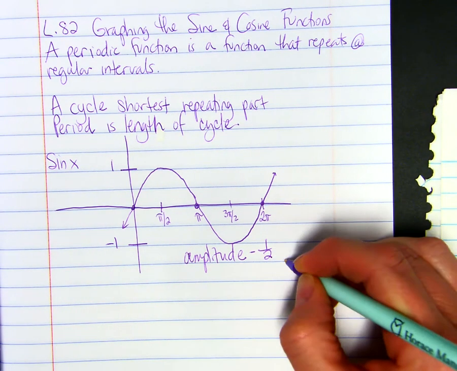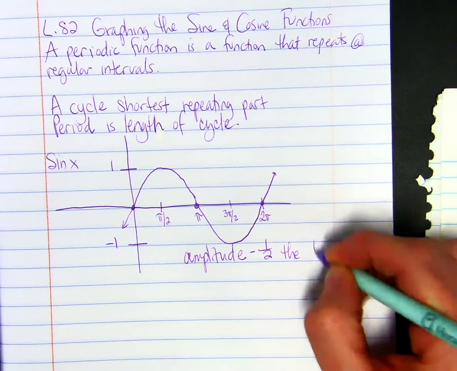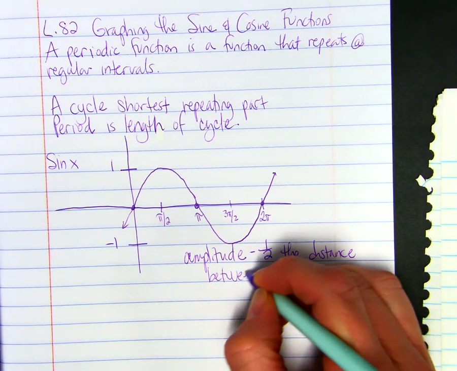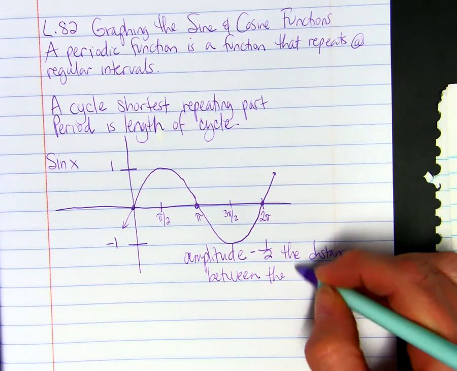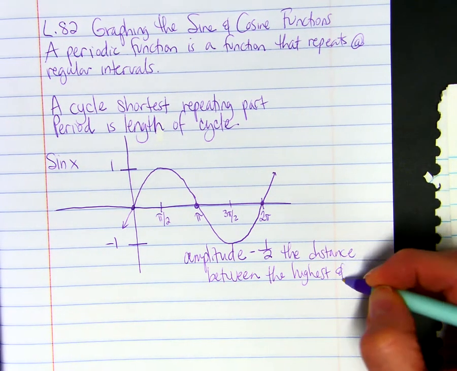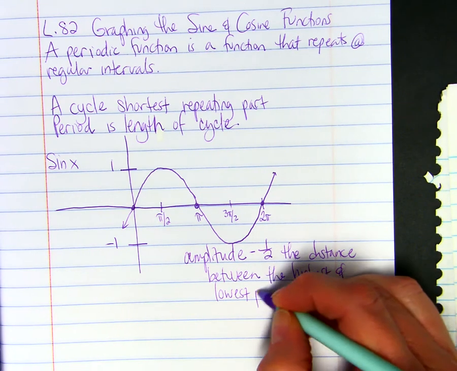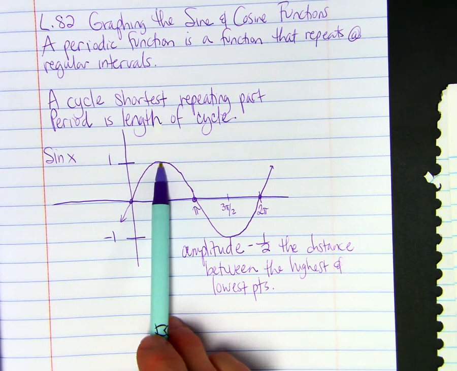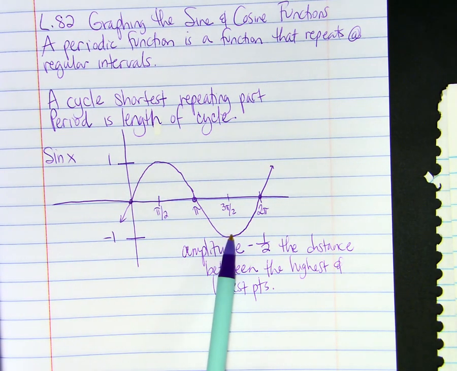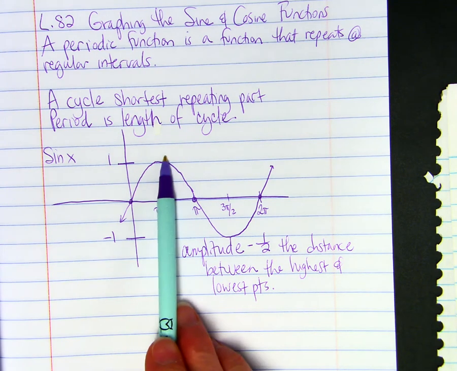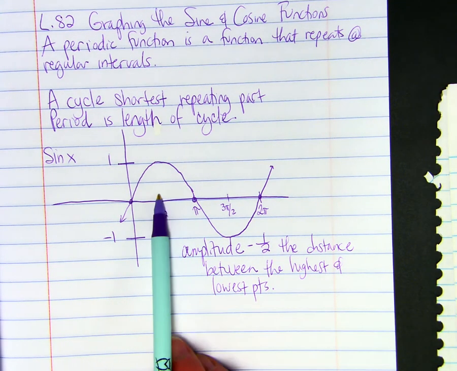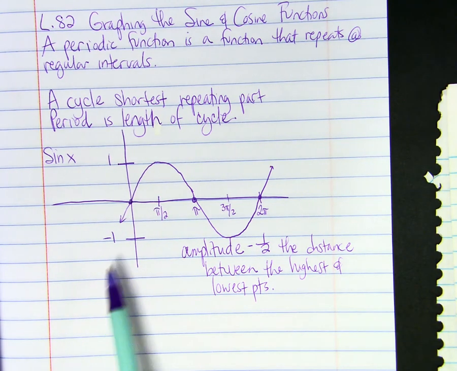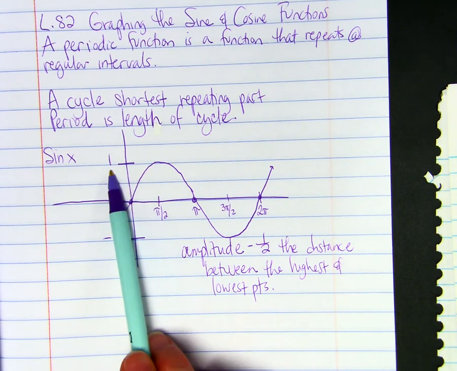Now the amplitude is half the distance between the highest and lowest points. So if you notice, the highest point is at 1, the lowest point is at -1. So the amplitude is half of 2, so it's just 1. What I do is I just look how far away from 0 it is on both sides. And that's the amplitude. So it's 1 lower and 1 above.